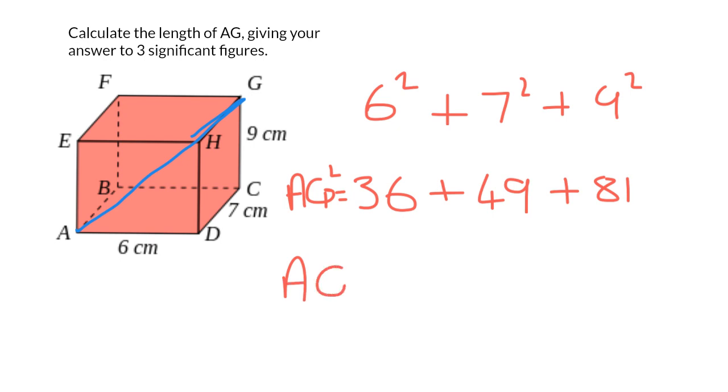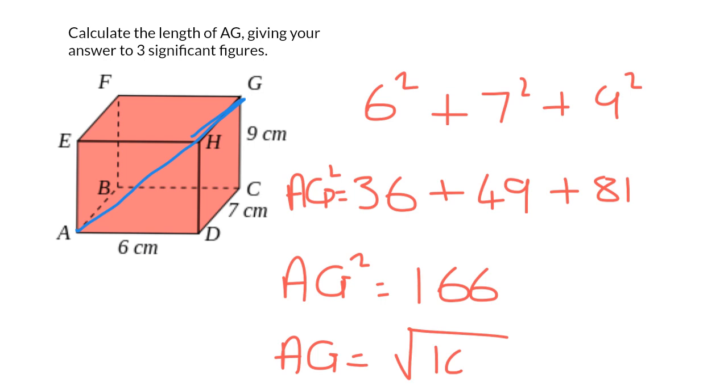So for AG squared, the length of that is 166. So to find the length of AG, we then have to square root it. So we've got square root of 166, and that will give us 12.9 centimetres, correct to 3 significant figures.